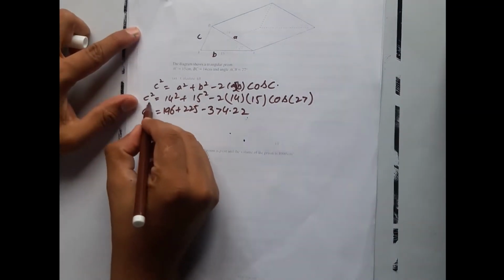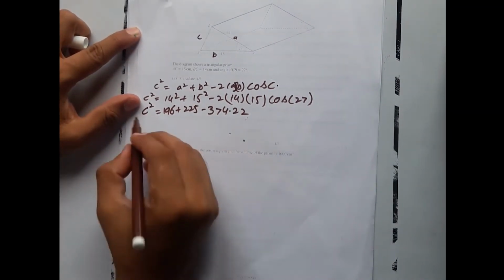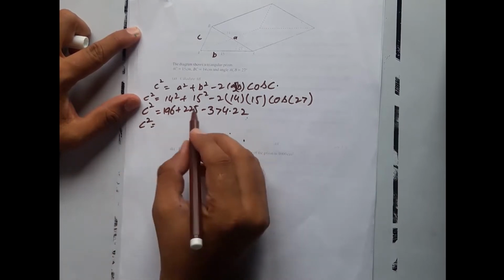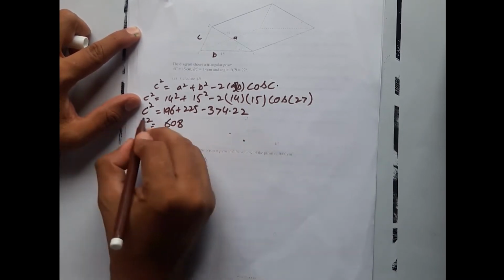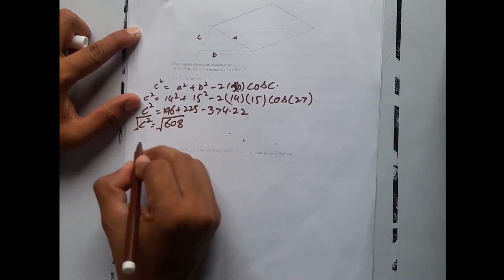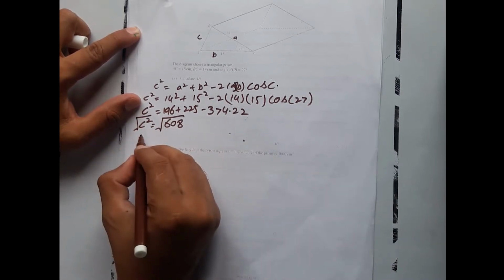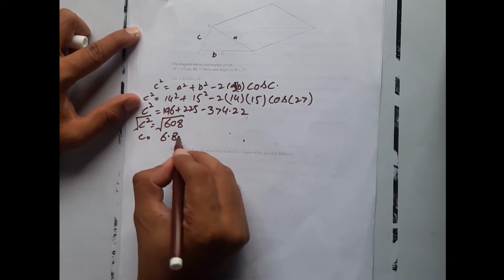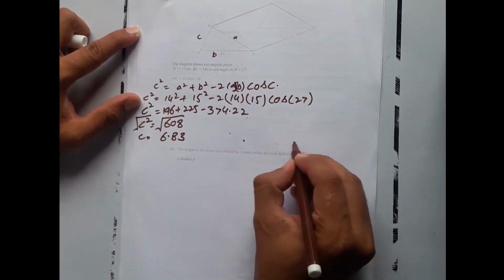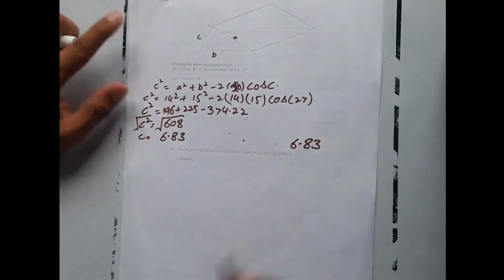Now simplify this. c square is equal to, after adding and subtracting, 46.78. Now taking the square root on both sides, the c value will be equal to 6.83. Basically c is AB, which is equal to 6.83. This is the final answer of AB.